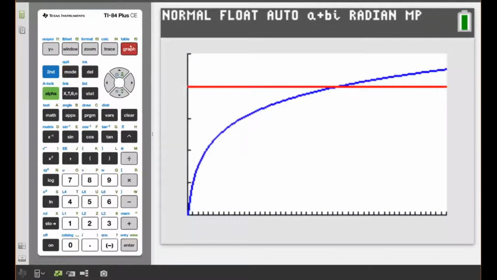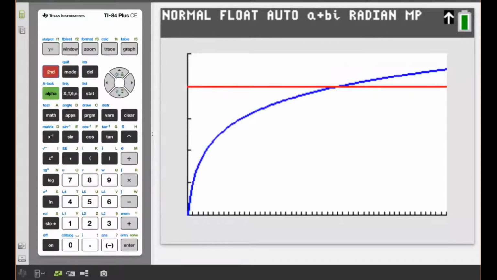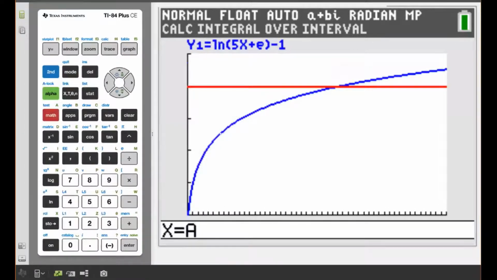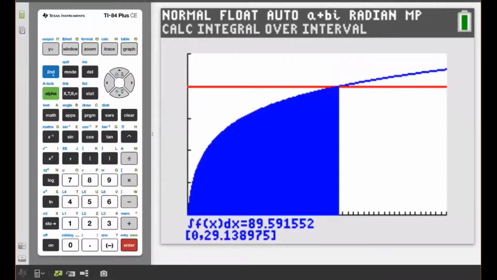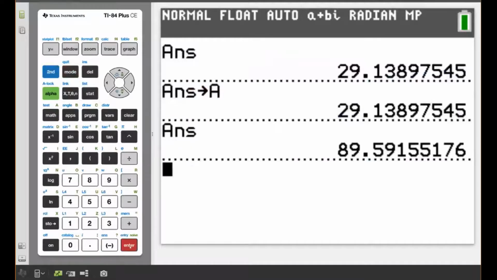Heading back to my graph, the next thing that I want to find is what is the area under the blue graph, because we want to find half of that. So I'm going to calculate my integral from 0 to A, because that was the x value for the intersect that we found. And we can see that there, and that's my area, 89.59. Again, I'm going to store that a second time. So second, quit, I'm going to head out of there. I'm going to hit answer again, enter. That comes up with that value. And to store the variable, we press that store button that has the arrow, and then I'm going to type in the letter B. There it is again.